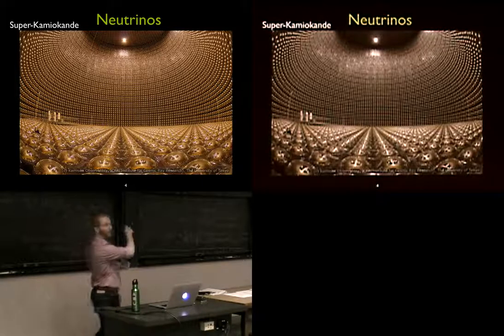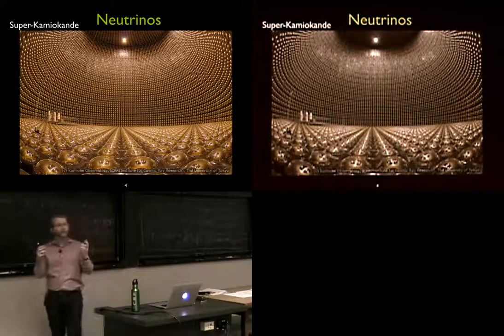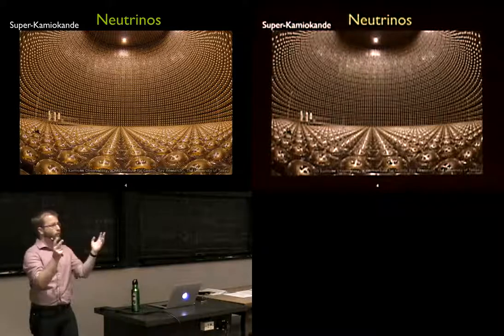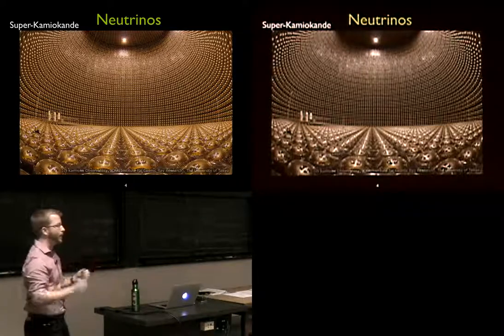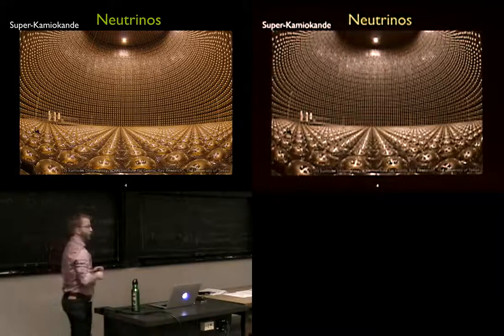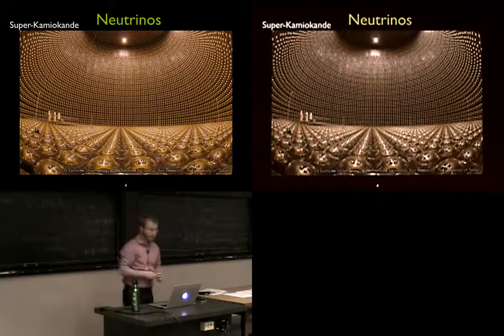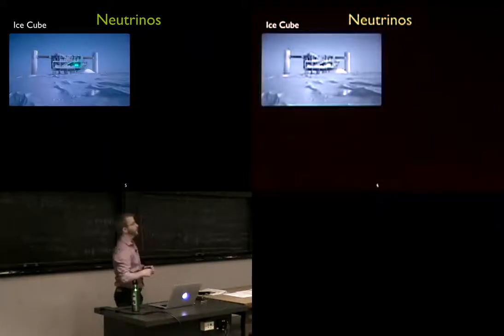And so all of these photomultiplier tubes are watching that volume of water, looking for that triggered radiation from a neutrino interacting with the water. So this is one example. There are a few different neutrino detectors like this around the world, all operating in unison.